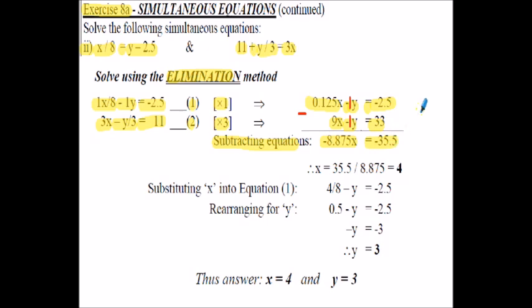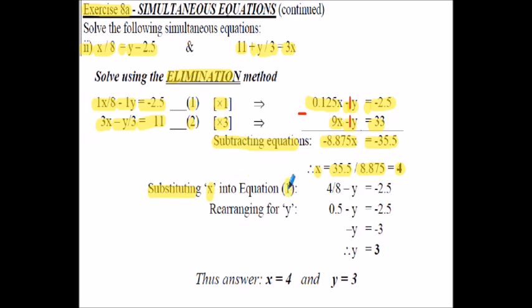Notice the negatives cancel on either side there, and rearranging we get x is equal to 35.5 divided by 8.875, which gives us a value of 4. So x is 4. To find the value of y, we now simply back substitute the value of x into any of the above equations, 1 or 2.